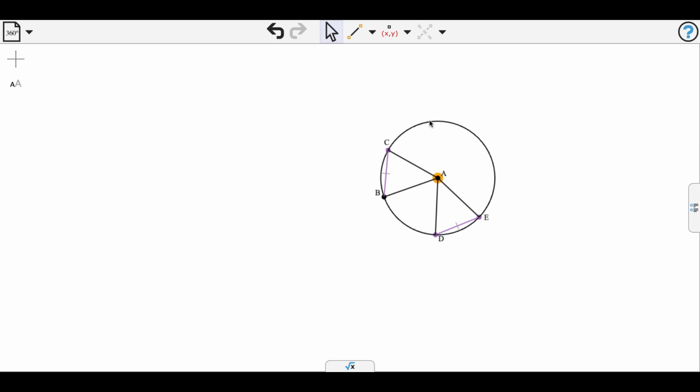Any straight line from the center to the circumference of the circle is going to be the radius. That radius is the same length anywhere around the circle. So with blue, I'm just going to mark that's a radius, that's a radius, that's a radius. All of these lines are going to be the same length.